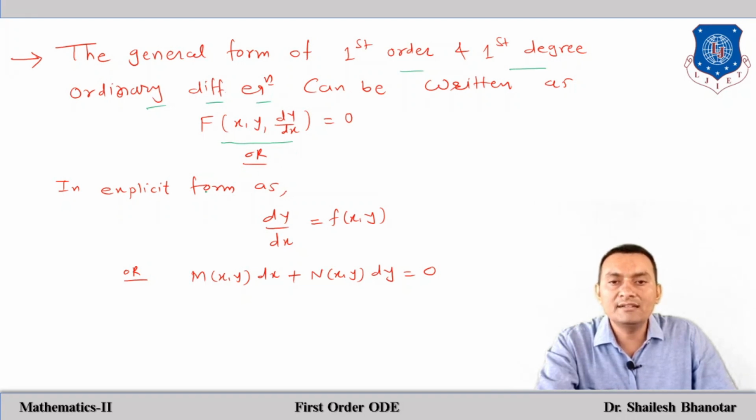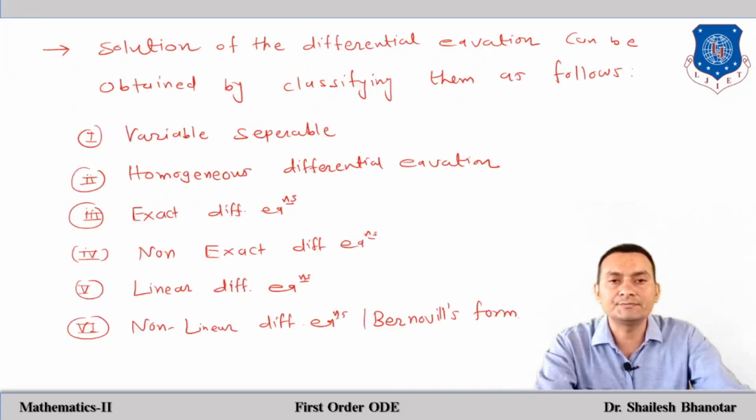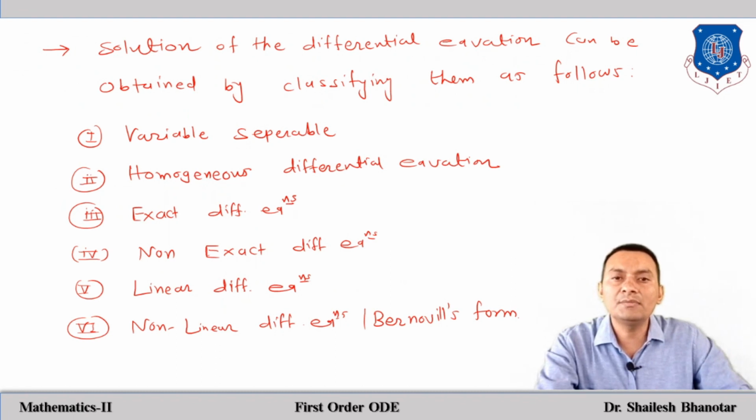Also, it can be written in the explicit form dy/dx = f(x, y). Also, it can be written as M(x, y) dx + N(x, y) dy = 0. Now, the solution of the differential equation can be obtained by using various methods. So let us classify them as follows.